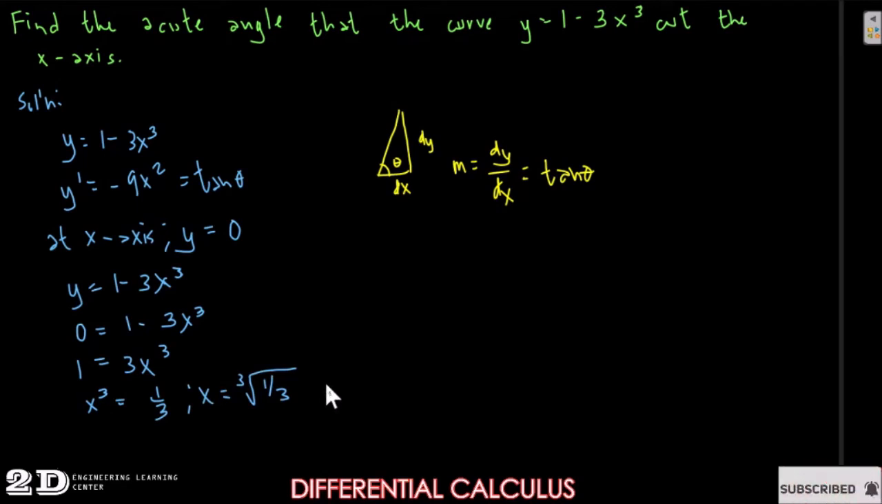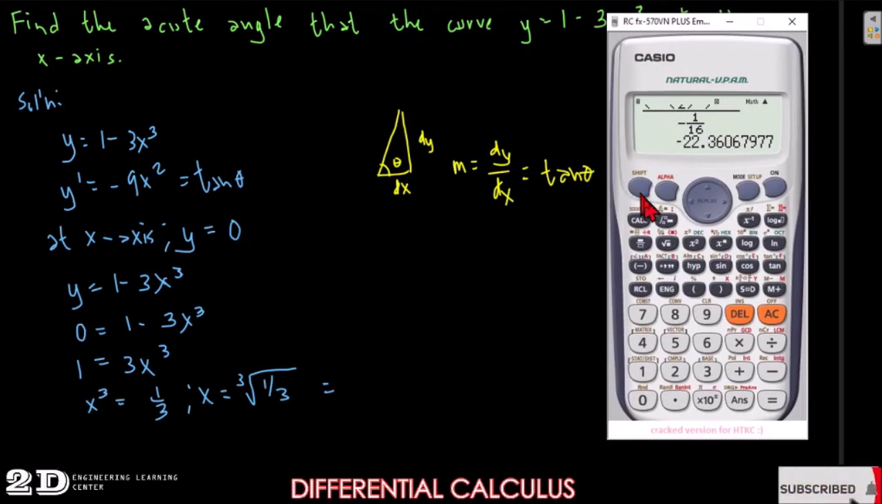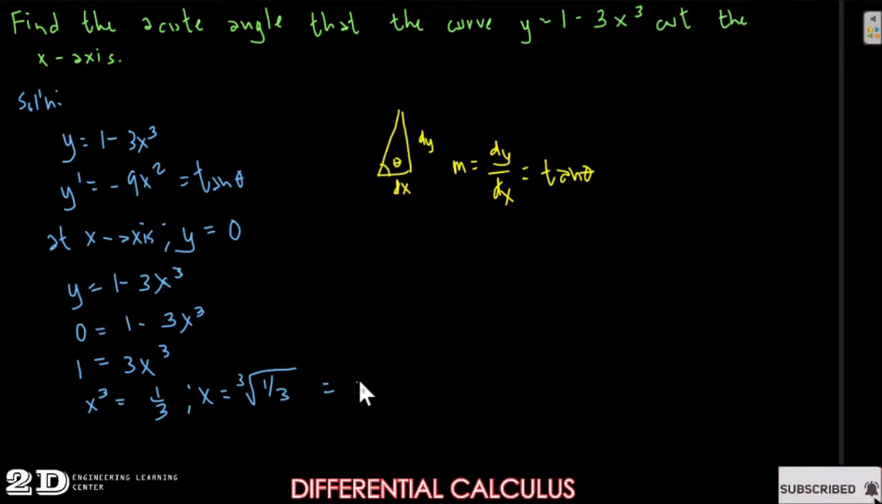Using our calculator, we plug in the cube root of 1 divided by 3. This is equal to 0.693. So x is equal to 0.693. With this, we can now go back to our tangent theta, which is equal to dy/dx.